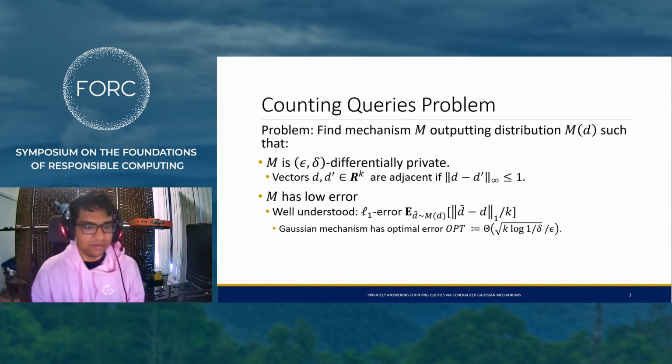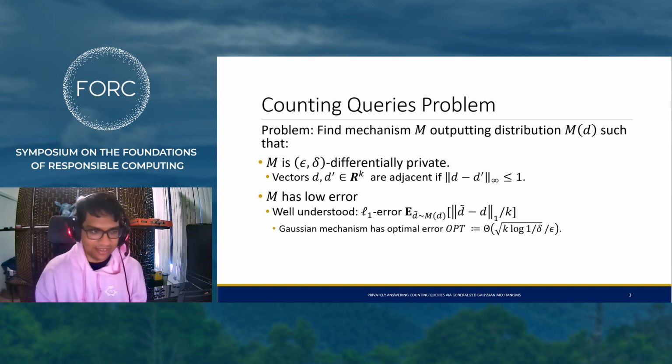And this is well understood because the Gaussian mechanism, which takes d and then samples x from a multivariate Gaussian, and then outputs d plus x, if you set the covariance, or if you set the variance of the Gaussian appropriately, then you get epsilon-delta differential privacy, and you also get that this mechanism's L1 error is what we'll denote by opt, which is on the order of root k log 1 over delta. And this is the best possible L1 error you can achieve for the problem.